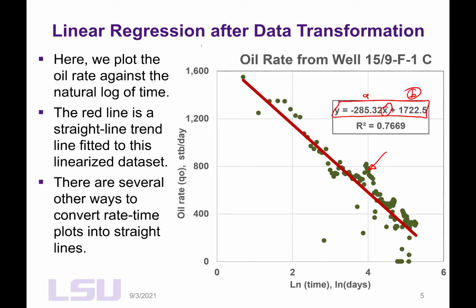And you see, if you extrapolate this all the way to the top, it will be around 1700. And the slope is minus 285. And this is the natural logarithm of time. So how do you predict production beyond this point in time? You just extrapolate this line further out. So when the log of time is 6, the oil rate will be this much. Good. So that's one way to get a straight line out of your nonlinear production rate plots.